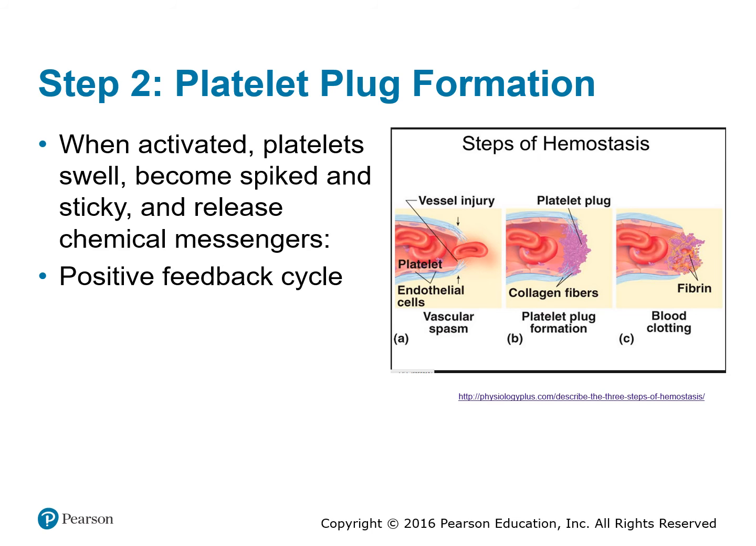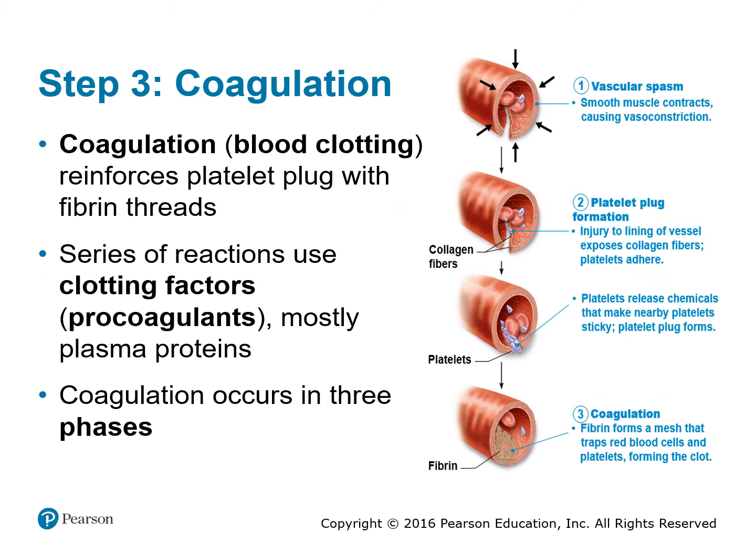So the platelet plugs are fine for small vessel tears, but larger breaks in vessels need an additional step. The additional step that is needed is known as coagulation. This is the actual step where the blood is clotting. Coagulation reinforces platelet plug formation with fibrin threads, and blood clots are effective in sealing the larger vessel breaks. So blood is transformed from liquid to gel via the process of coagulation.